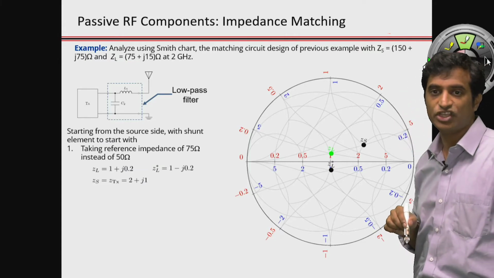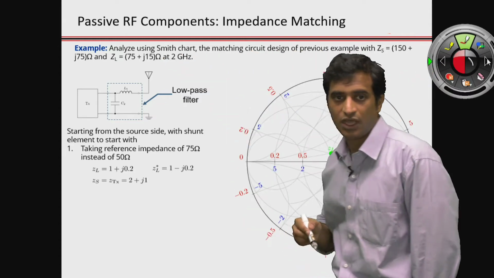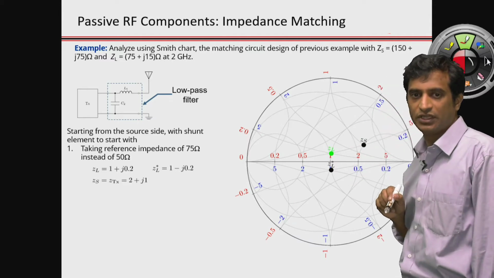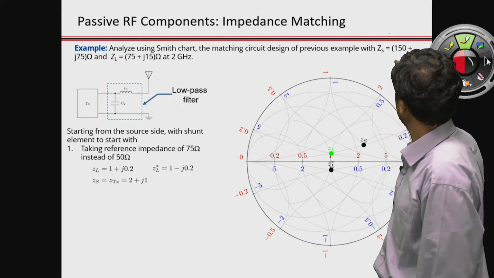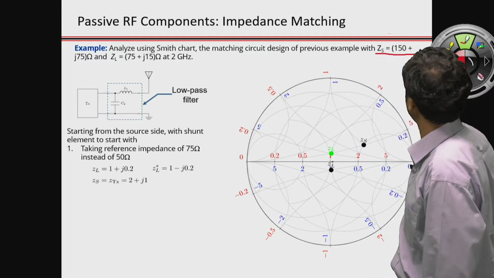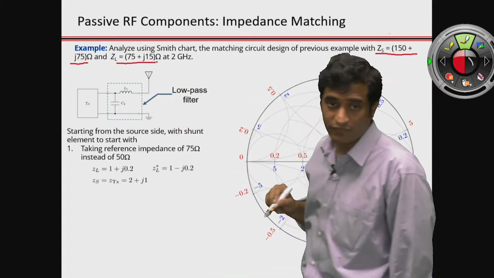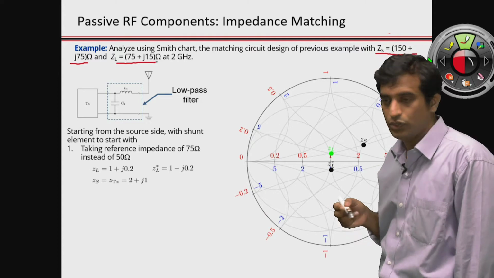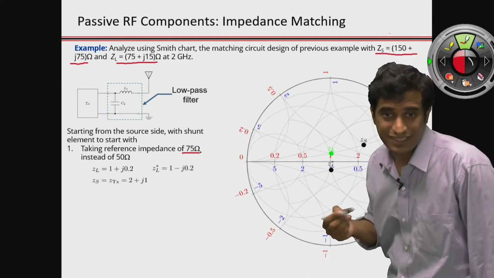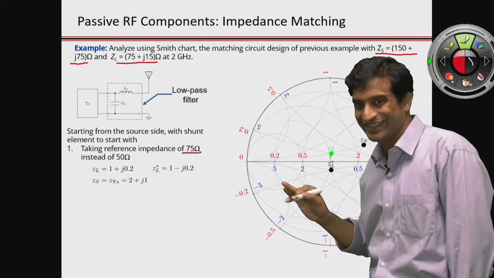The first and foremost thing is to take a reference impedance to normalize the given impedances, so that we are able to identify that particular point in the Smith chart. Since in this particular example the source impedance is 150 plus j 75 and the ZL is 75 plus j 15, we decide to use a characteristic impedance or a normalizing impedance of 75 ohms. We could use 50 ohms as well. The procedure is still the same.